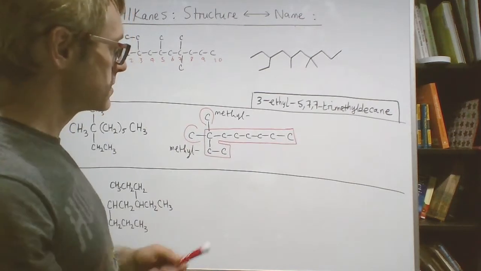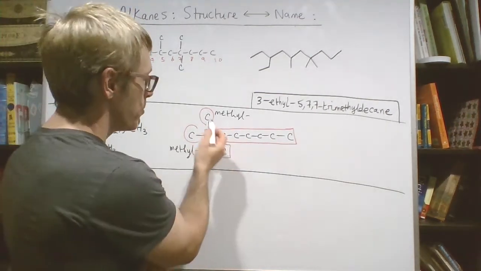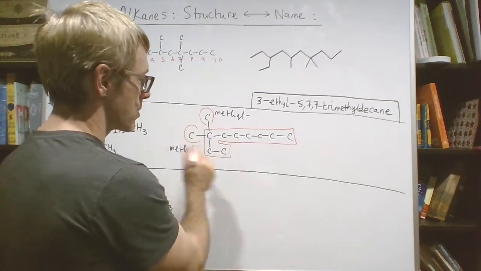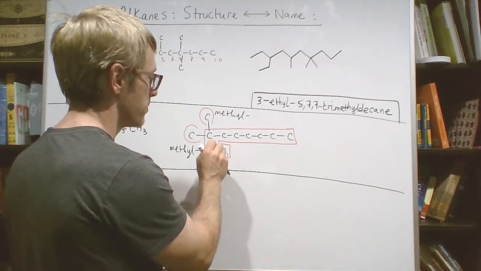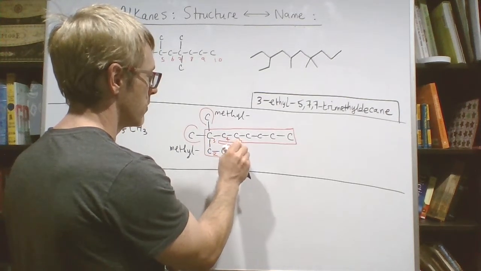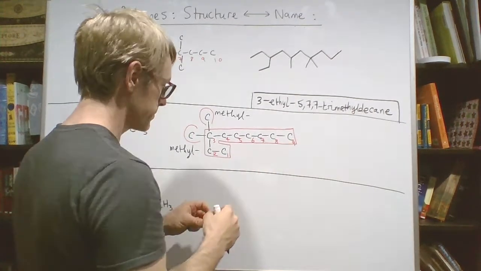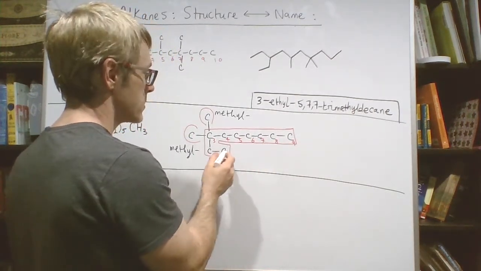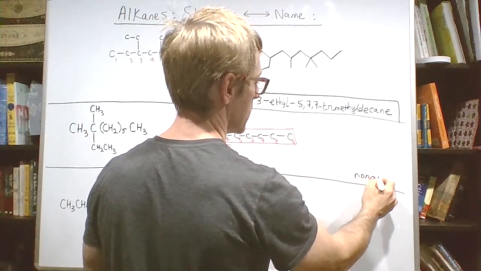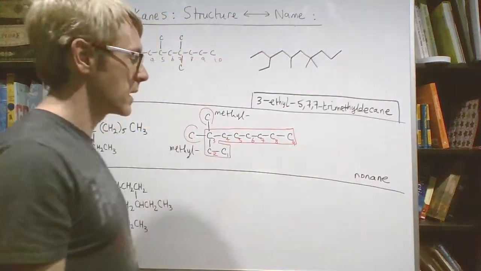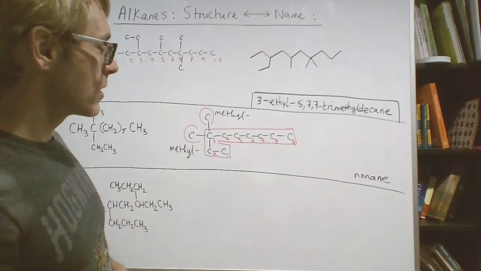Both methyl buds. So my longest branch has 9. The buds seem to be at this end of the structure, so I'm going to number it accordingly to make sure the buds have the lowest number. 4, 5. So I know that 9 carbons is nonane. 9 carbon alkane, nonane. I have 2 methyl buds both on carbon 3.